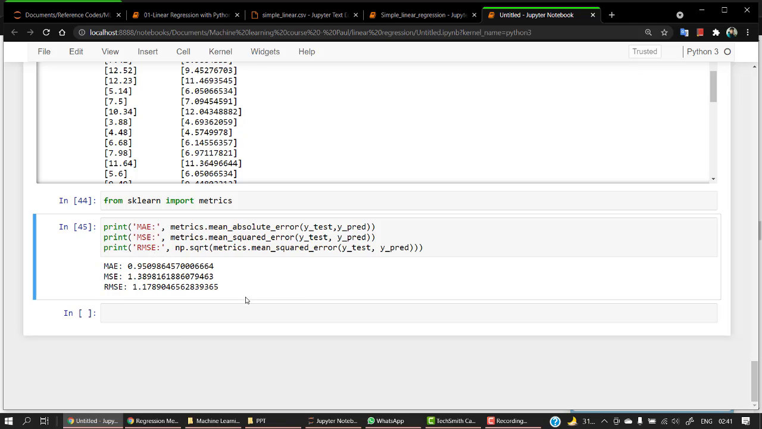So that's it for univariate linear regression. In our next video, we are going to start with multivariate linear regression.